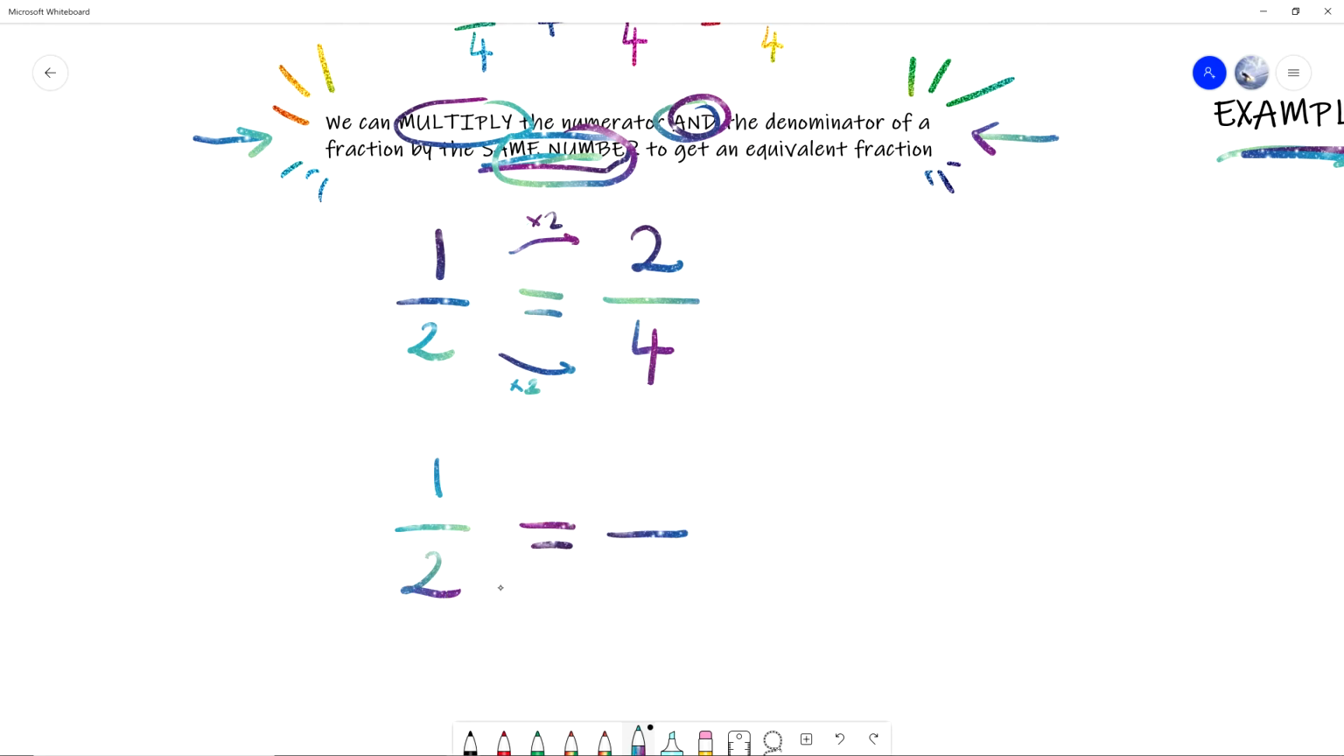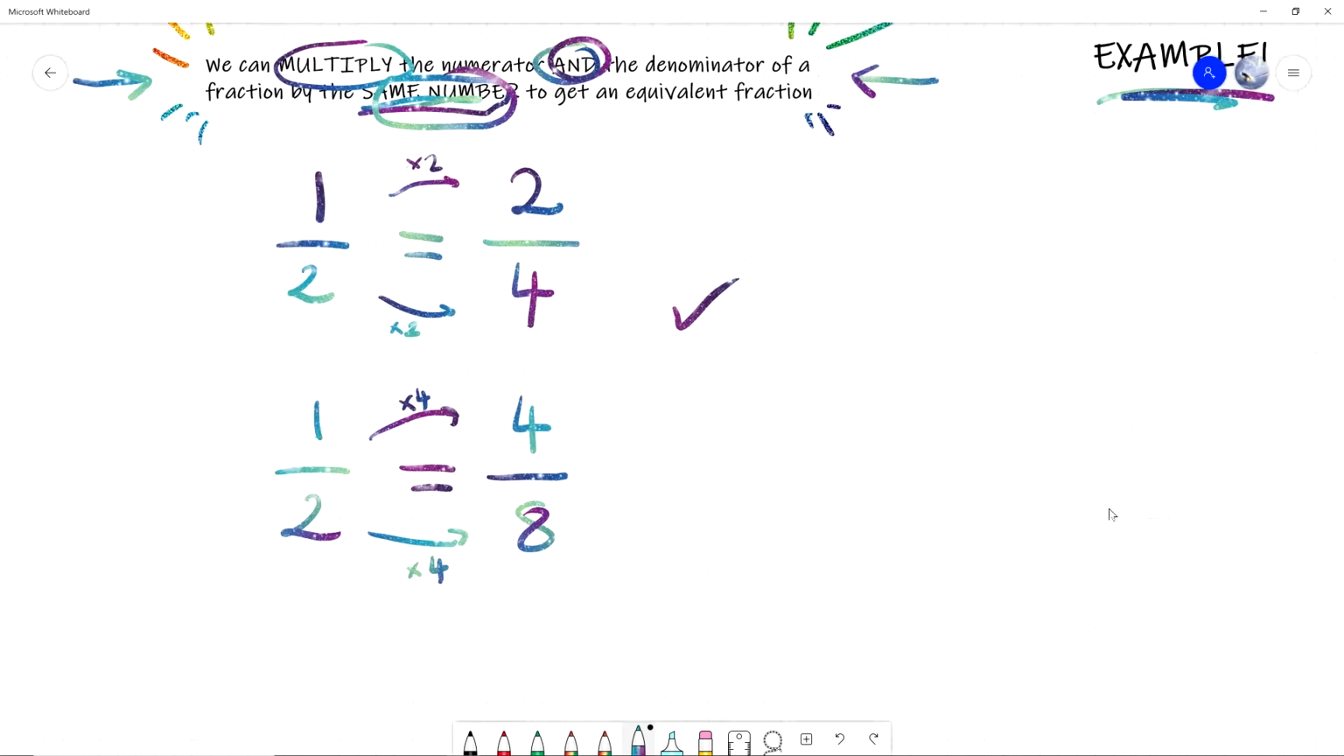4. By 4? Okay, so if I multiply by 4, I have to multiply both the numerator and the denominator by 4. 1 times 4 is how much? 4. That's just 4. How much is 2 times 4? 8. 8. And you get three fractions that are all equivalent: a half, 2/4, and 4/8. They're all equivalent fractions. And depending on the problem, you might want to use one or the other.